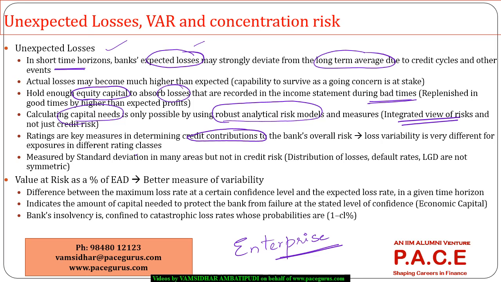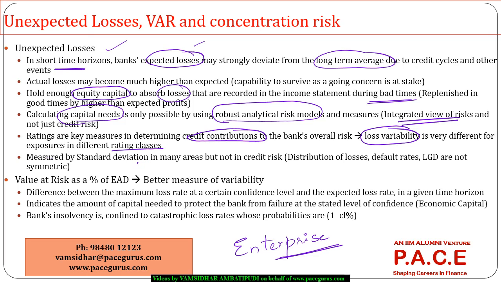And we also know that for different kinds of credit ratings, let's say AAA versus AA versus B, etc., the variability of the losses is very different. For a AAA rated security, the loss variability could be much lesser, whereas for B rated securities, the variability of the losses could be significantly higher.